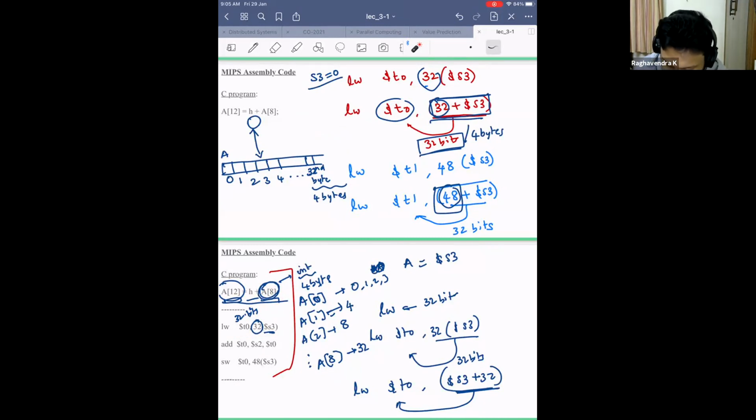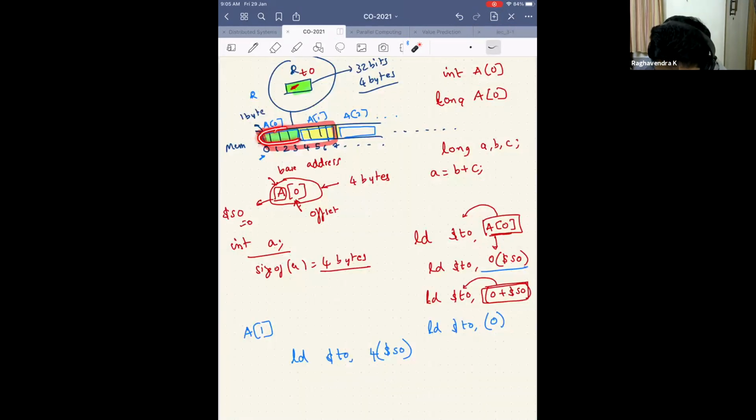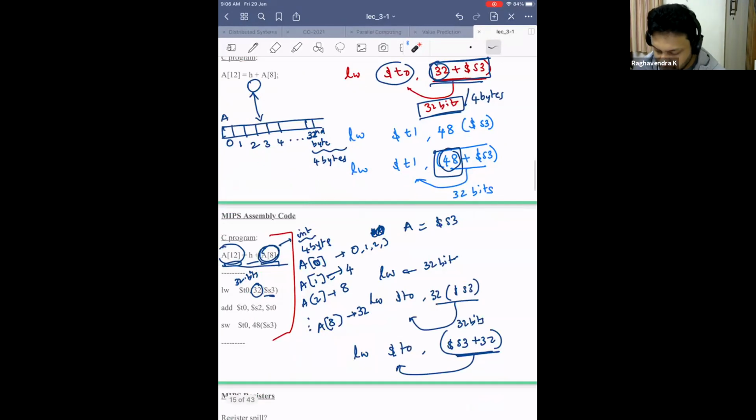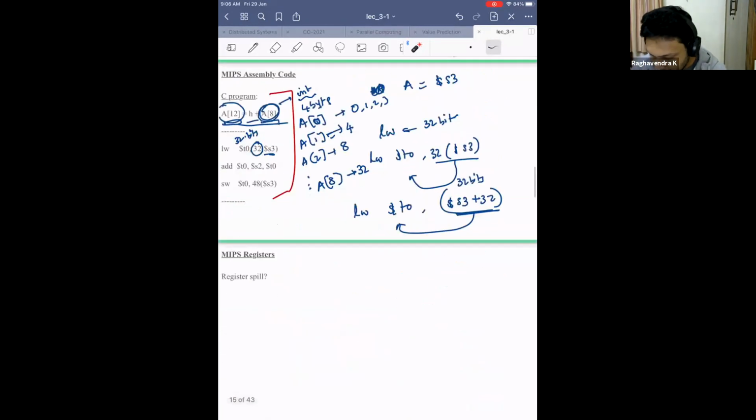byte, right? Because it is byte addressable, and each element of the array is taking 4 bytes. So if I have to access the third element of A, or A of 2, then I have to go to the eighth byte. Right? So that's why I'm doing this. I hope this is clear. If you still have doubts, feel free to talk to me.